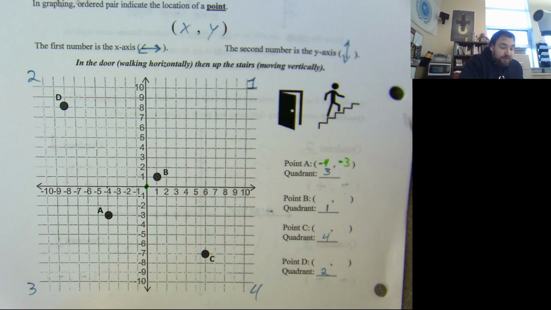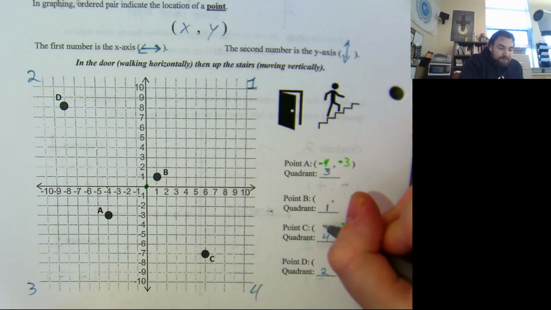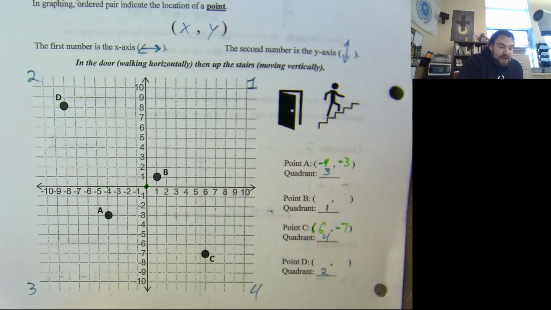For point C, you are correct, Ethan. The y-coordinate is -7 for point C. Let's just jump to point C because that's where Ethan was going. What's the x-coordinate of point C? The 6. So that would be the coordinate 6, -7. Remember, x always comes first, then y.